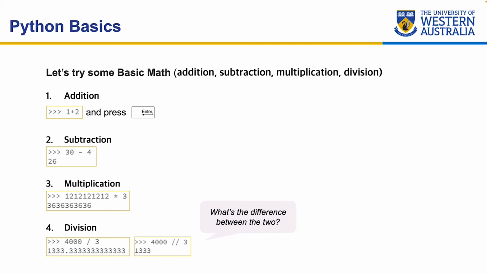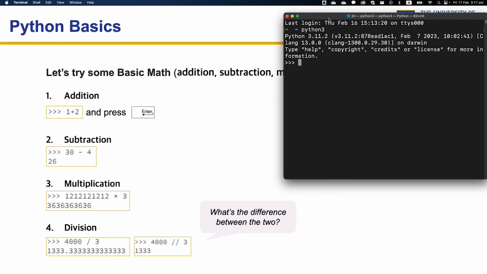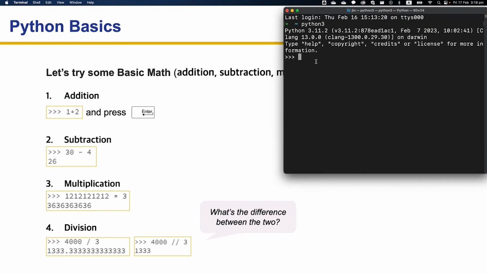Now we're going to try some basic math. So I'm going to stick to my terminal. Here we go. We can now type in some arithmetic, right? You can use it like a calculator. 1 plus 2 and press enter. It's going to evaluate it, display the result, and then loop back to waiting for your input. Okay, hence the REPL. We can also do subtraction. You can try it yourself and you'll find that it's working perfectly fine.